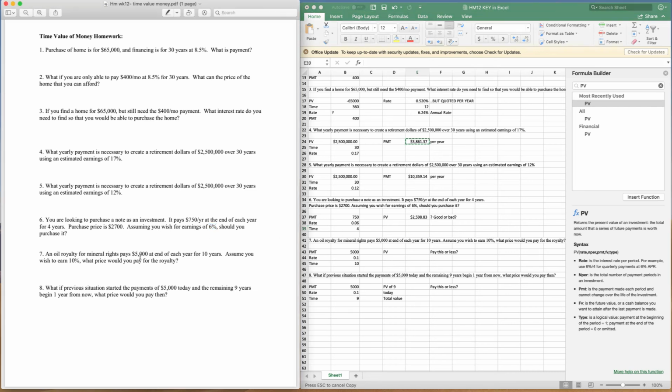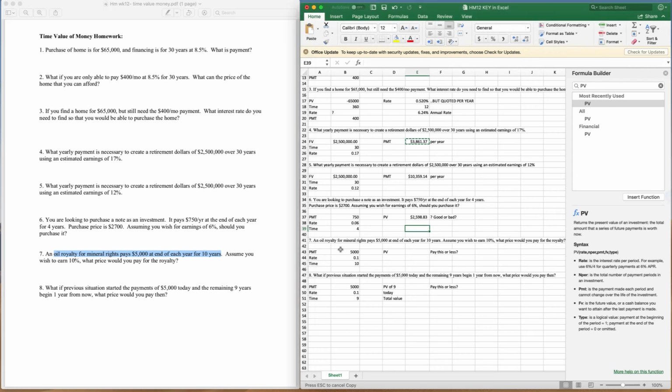Let's jump to 7. Same kind of idea, except I'm getting more specific. Let's say you have an oil royalty. That oil royalty is looking at a well that's pulling oil out. It's looking at paying you about $5,000 at the end of the year for 10 years. So if you want to earn 10%, what would you pay to get that land, to get this money? That may be a way that somebody already has the money that they're earning and they want to get some money today. It may be that you're looking at buying some land and it's already earning that and you get the oil royalty as you buy it. Lots of ways. It's just an example.